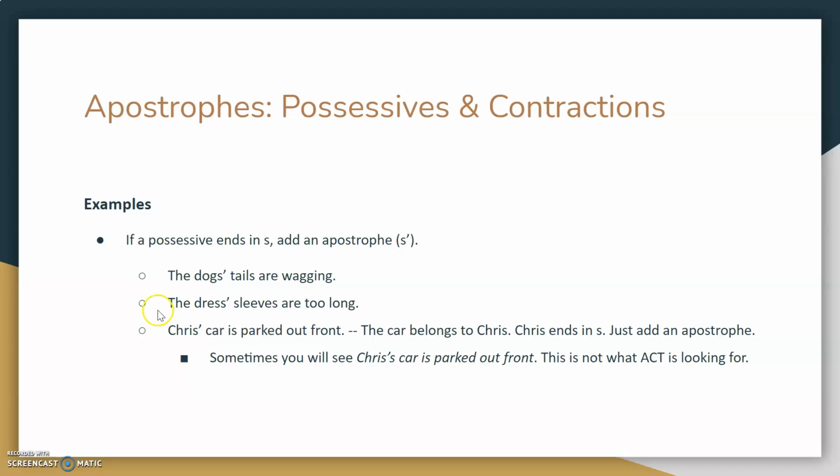So look at this. It doesn't matter if your word is plural, like in dogs' tails. It doesn't matter if it's singular, like in dress's sleeves. It doesn't matter if it's someone's name, like Chris's car. If it's a possessive noun and it ends in S, all you have to do is add the apostrophe.